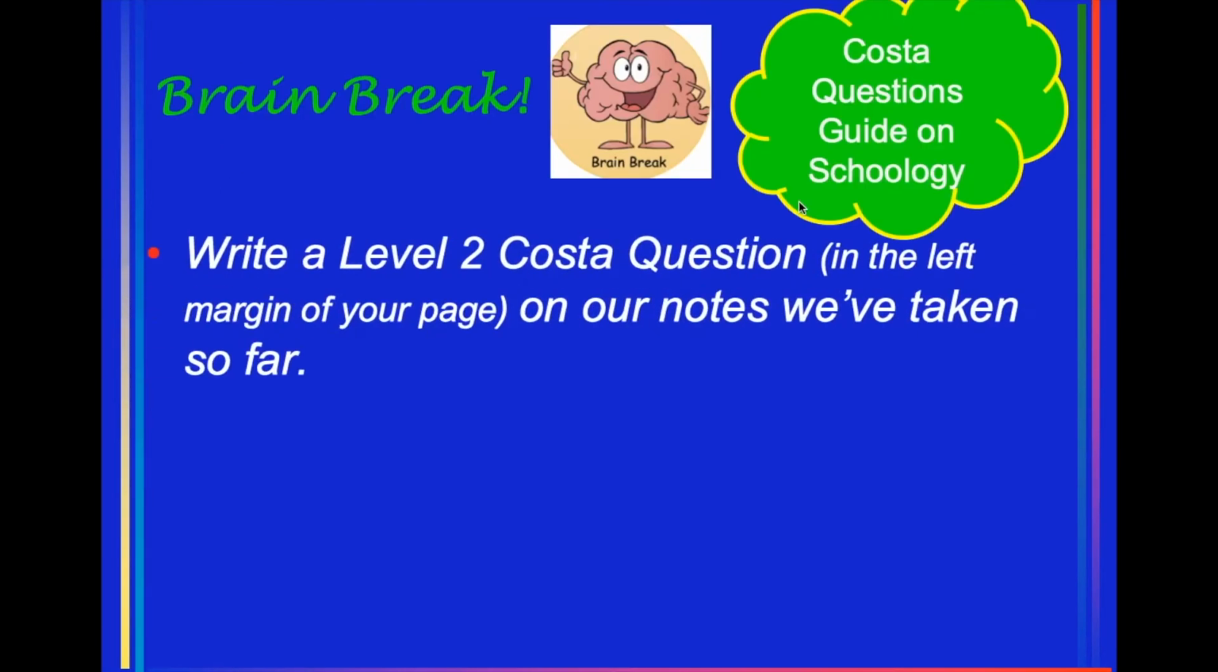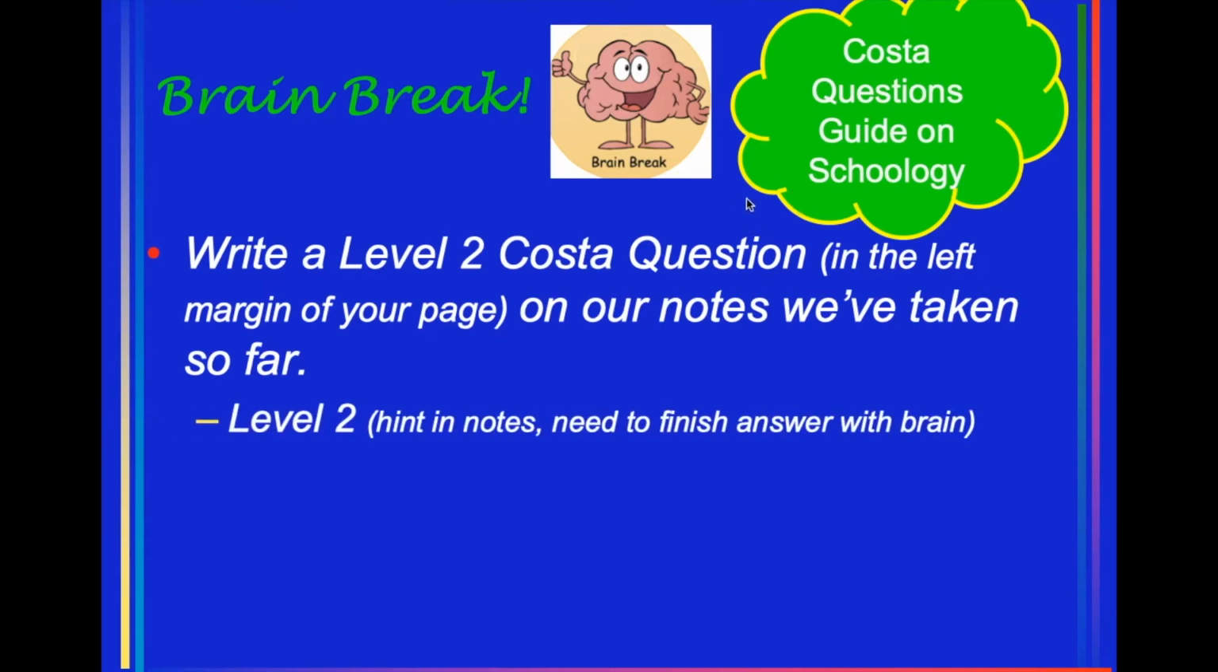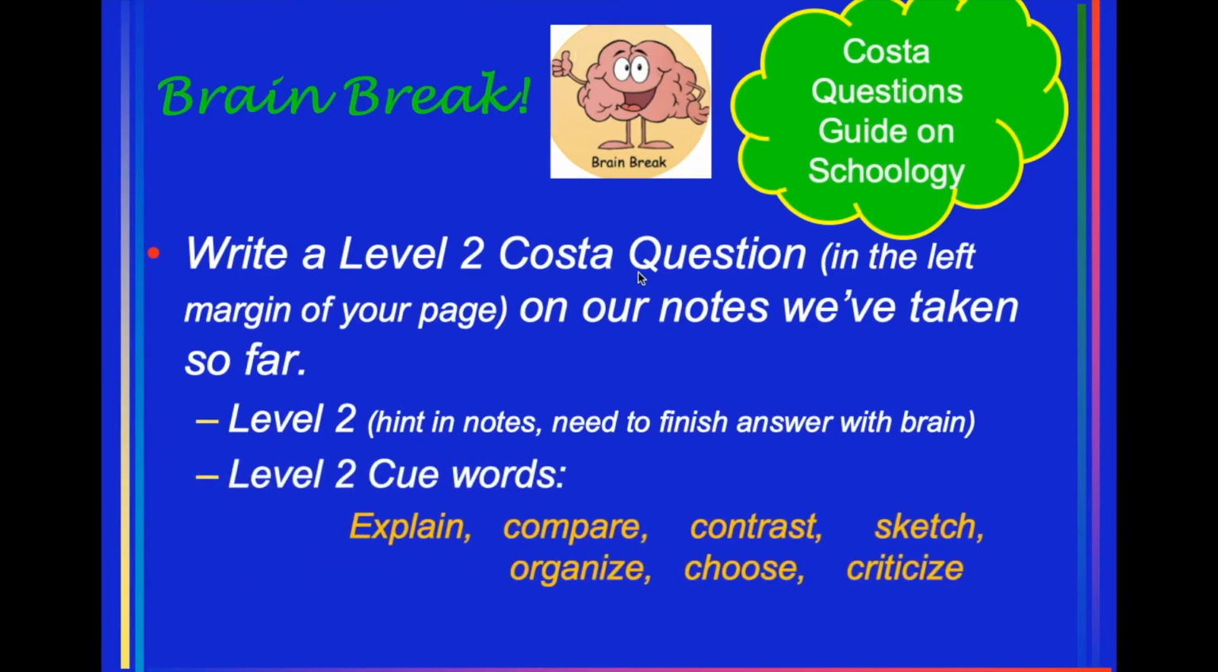For now, though, here's your second brain break. Again, giving you an idea of how many notes are left, we're already 2/3 done. So go ahead and pause the video. A level 2 kind of question, you can use it for review for future reference. A level 2 means that there's a hint in the notes, but your brain has to finish the answer. So these are things like compare and contrast, explain something, sketch. Those of you that like to draw, sketch is a really awesome level 2 question. Give some sort of picture representation of a physical change. That would be a really cool use of your skills and something that's kind of fun to do. So that's a level 2 question. Go ahead and pause. Remember, there is that Costa Questions guide on Schoology to help you write sentence starters if you want to.